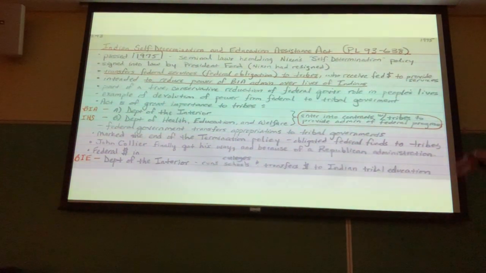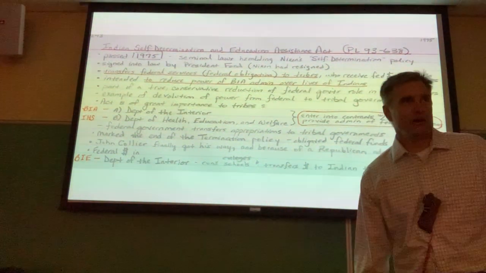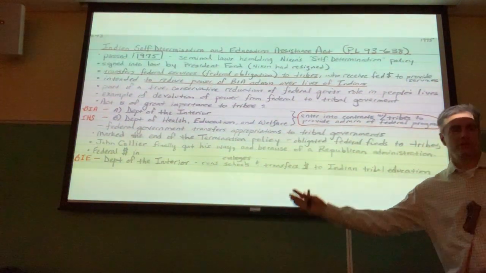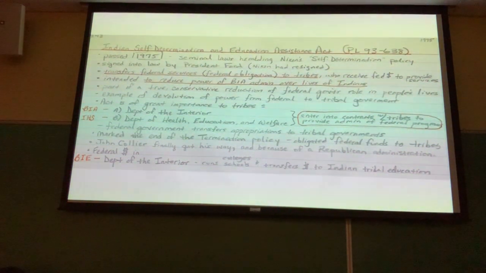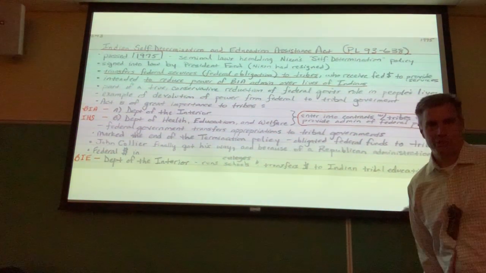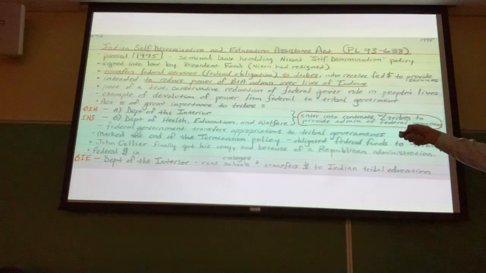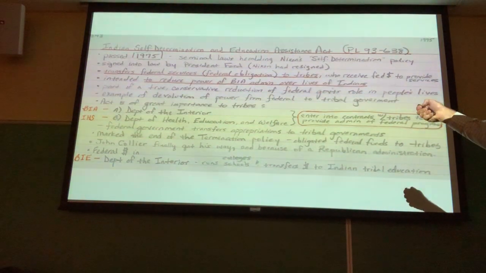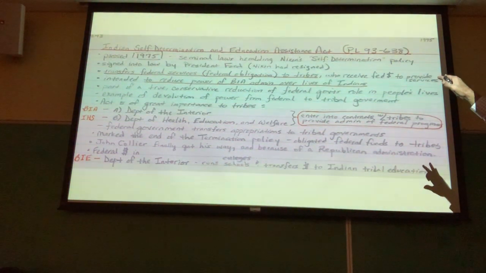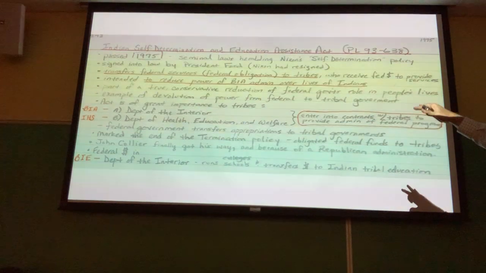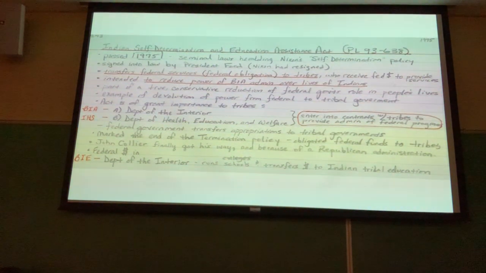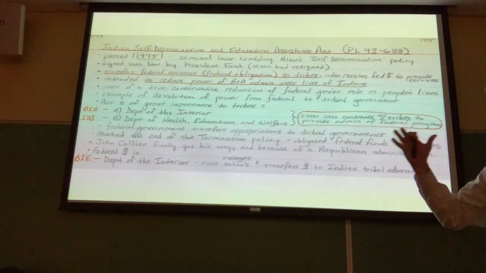There was a thing called Watergate. If you've ever heard of Watergate, that stalled the country for about a year or so, like any impeachment hearing does. But this was the law that pretty much enacted what Nixon had envisioned in his earlier statement.